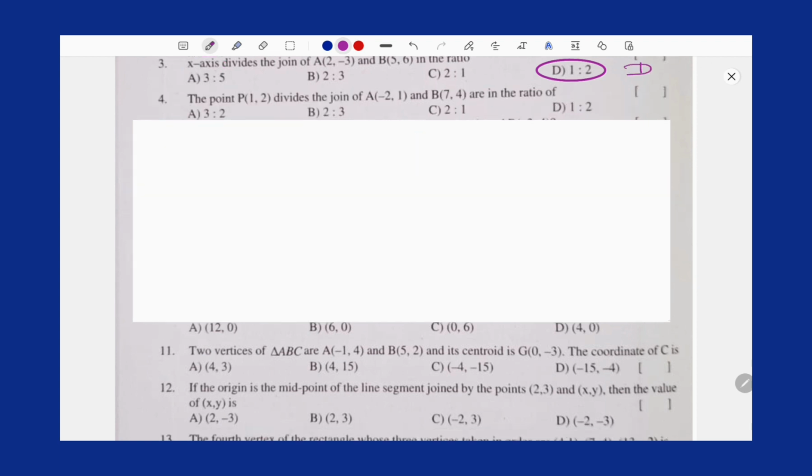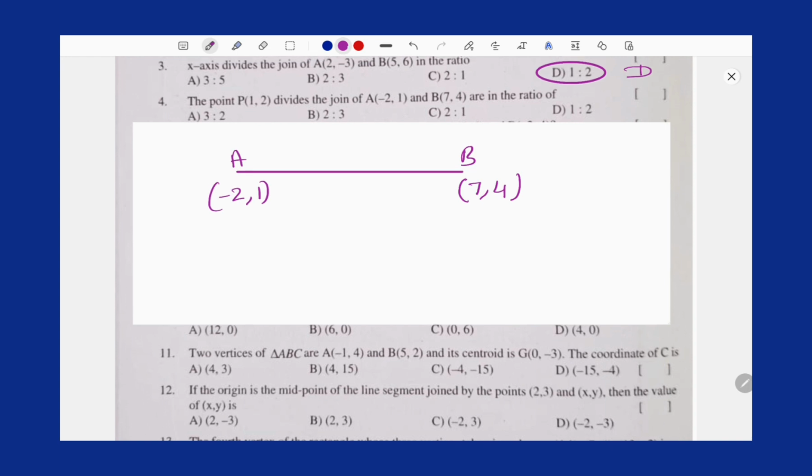Now see that fourth question. The point P(1, 2) divides the join of AB. Suppose you can take A, that is (-2, 1). Now you can take B (7, 4). Here this is A, this is B. Now here I can take a point P. That point P is given as (1, 2).